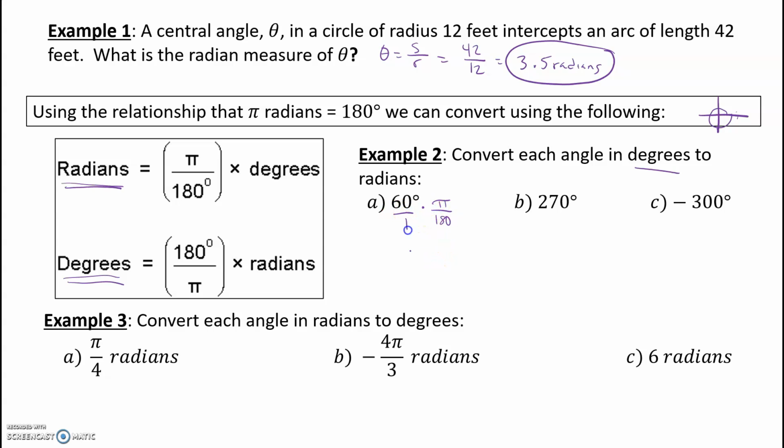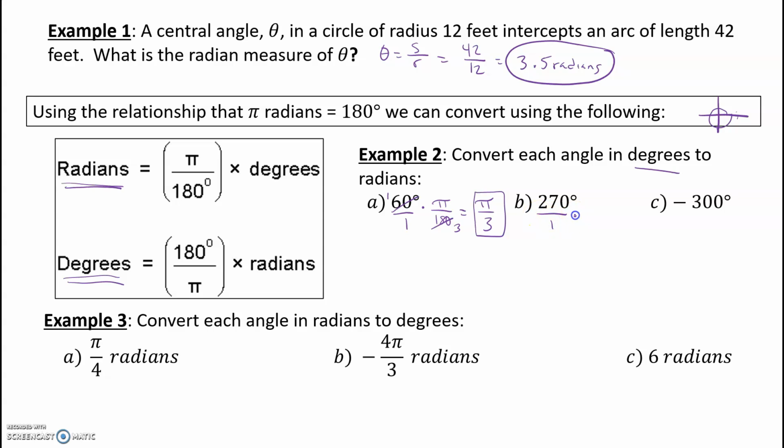Now I'm going to simplify, right? 60 and 180 are both divisible by 60. So divide by 60, you get 3. Divide by 60, you get 1. So 1 times pi is pi. And 1 times 3 is 3. So you would say this is pi over 3 radians, or 60 degrees.